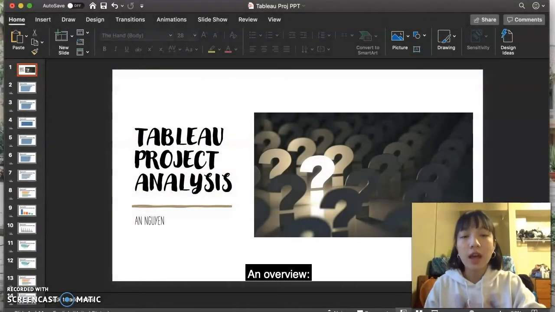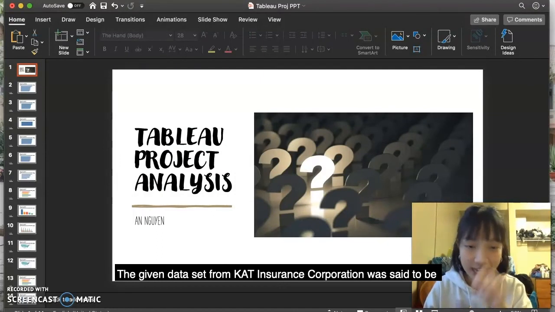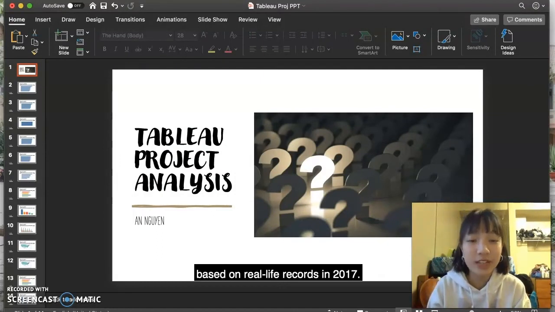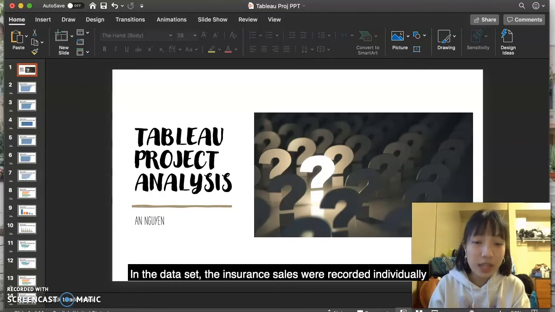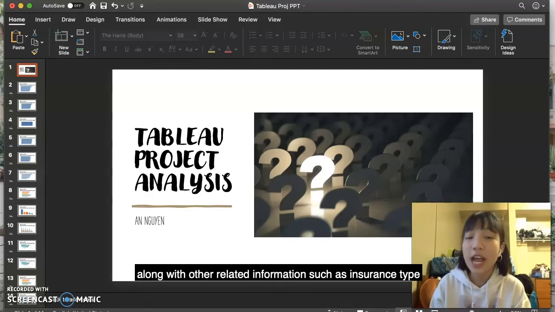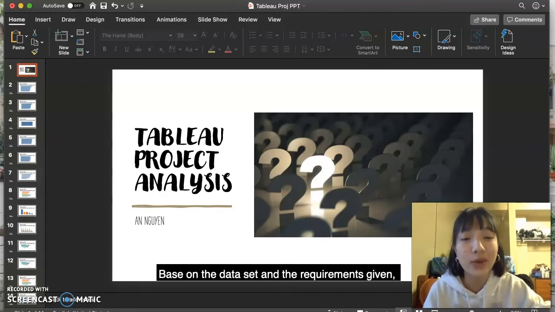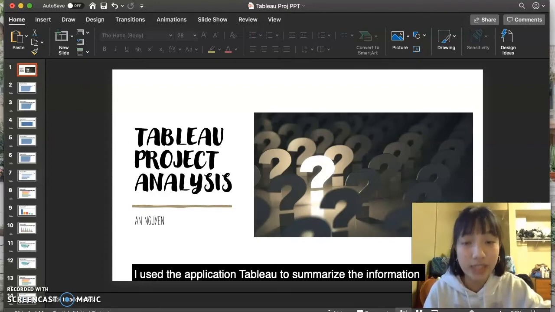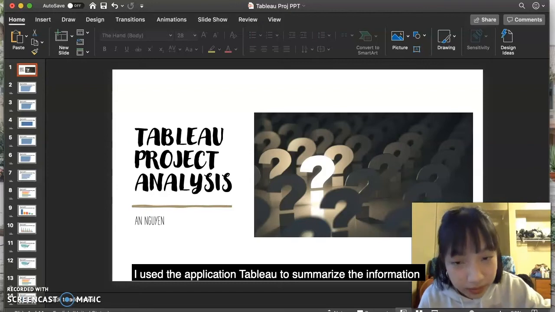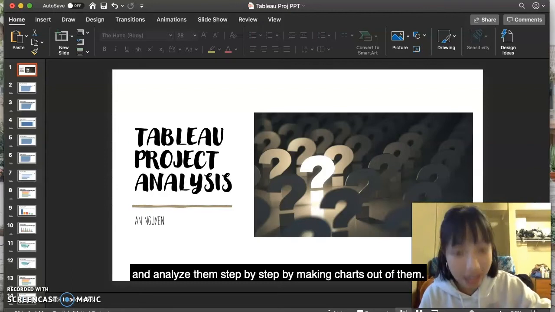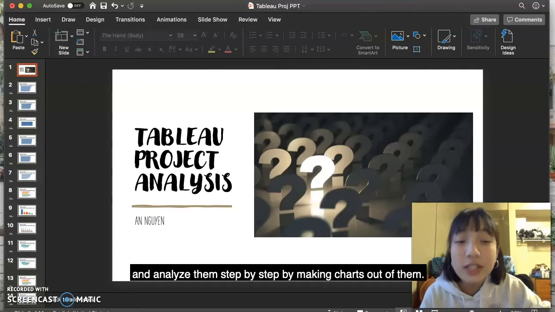So, an overview. The given dataset from KAT Insurance Corporation was said to be based on real-life records in 2017. In the dataset, the insurance sales were recorded individually, along with other sales-related information, such as insurance type, salesperson, the regions, as well as the dates they were sold on. Based on the dataset and the requirements given, I used the application Tableau to summarize the information and analyze it step by step by making charts out of it.